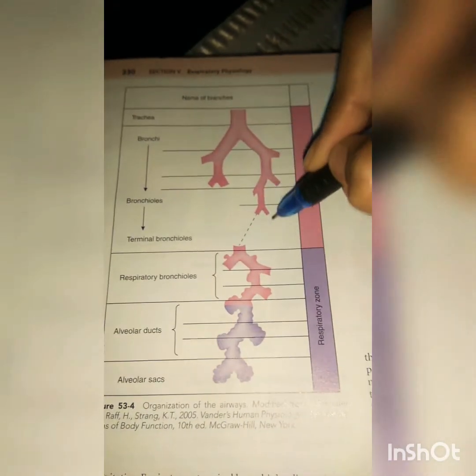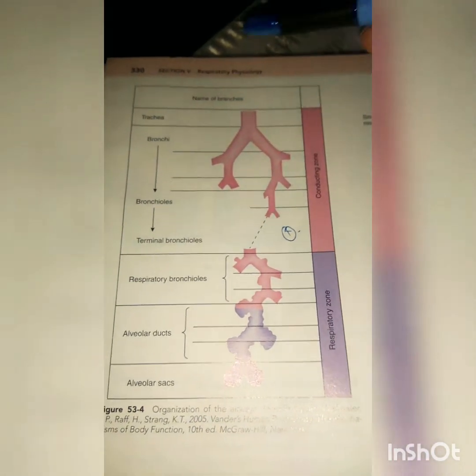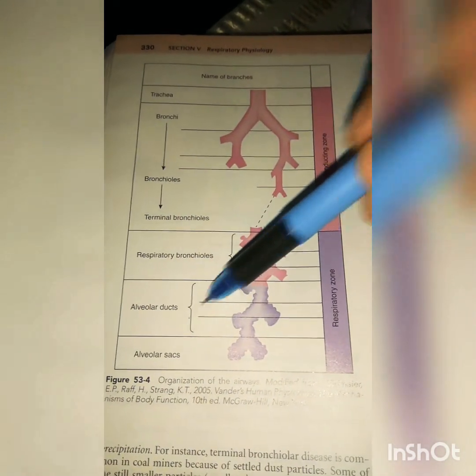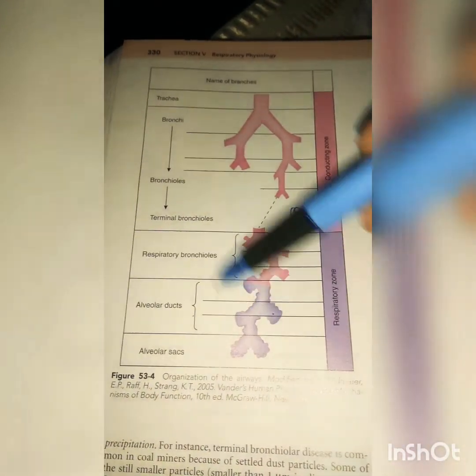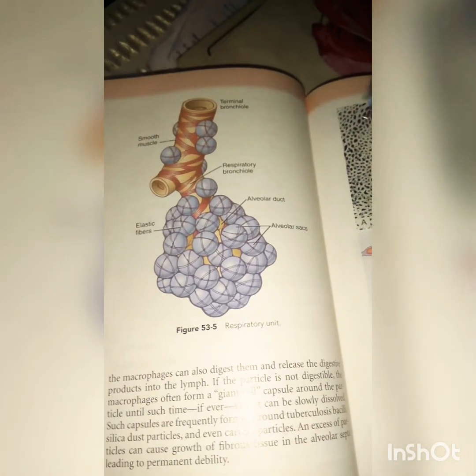Here we can clearly see the conducting zone and the respiratory zone. In the conducting zone there is no gas exchange; they just bring the air towards the lung. The branches are the trachea, the bronchi, the bronchioles, and the terminal bronchioles. But in the respiratory zone we have respiratory bronchioles, alveolar ducts, and alveolar sacs. These three are the main ones important for respiration, whereas for conduction you have the trachea, bronchi, bronchioles, and terminal bronchioles. And this is a respiratory unit.